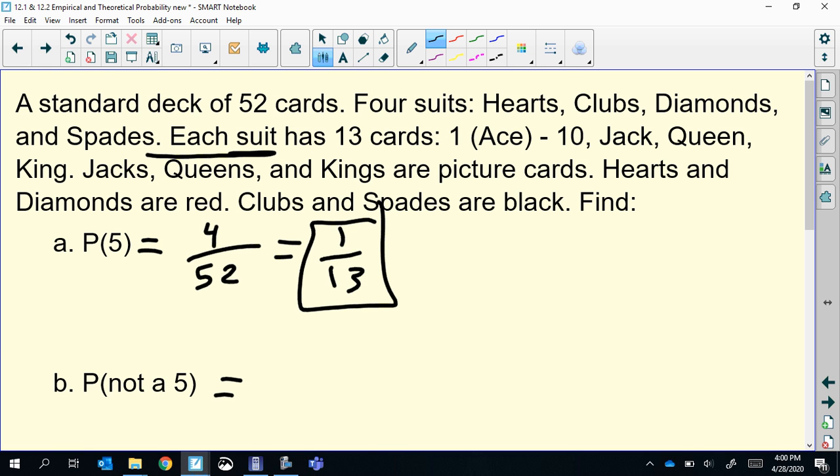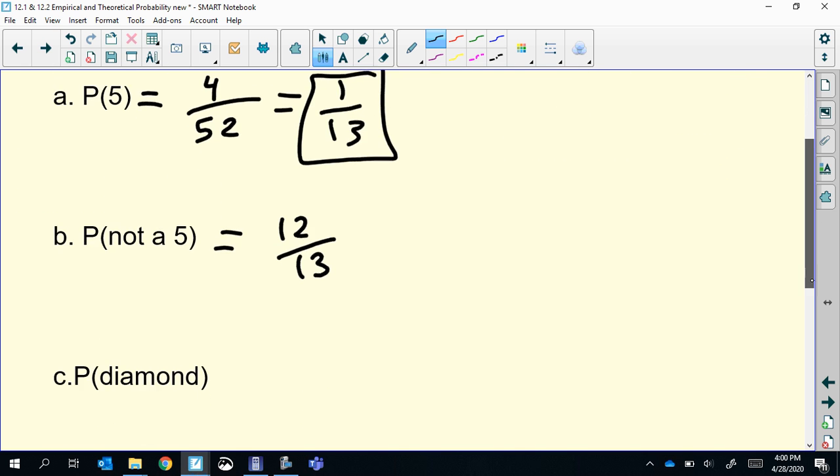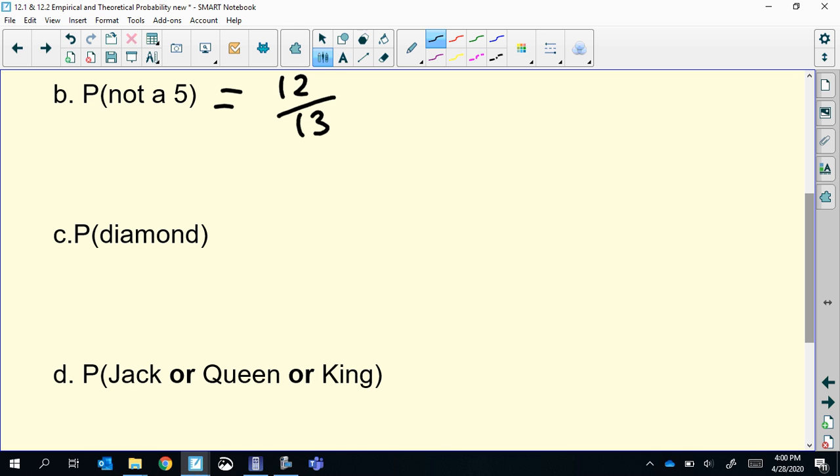Alright, so the probability of not being a 5, well, that's the other cards. That'll be the other 12 out of 13 cards. That's the rest of them, and they have to add up to be 1. 12 13ths plus 1 13th, that's 13 13ths. Probability of a diamond. Diamond is one of the suits of cards. There's 4 total, so that's 1 out of 4. Probability of a jack, a queen, or a king. So that's 3 cards there that we're saying is okay out of the 13 distinct cards that exist. 3 out of 13.